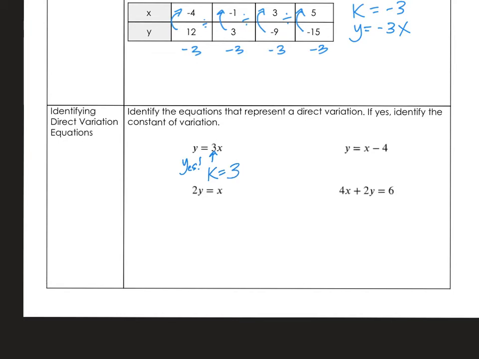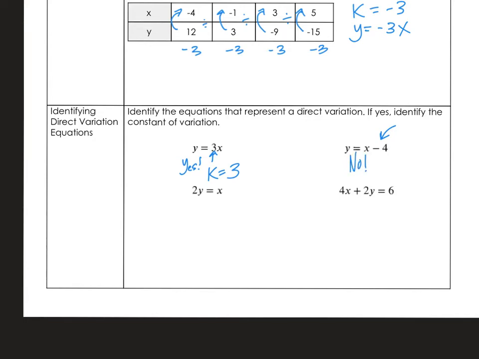Okay, let's take a look at the one to the right of this. So this is saying that our y-intercept would be negative 4. Whenever we have direct variation, our y-intercept is always going to be 0. It's always going to go through the origin. So, since this has the x minus 4, and we shouldn't have anything after the x, then no, this is not direct variation.